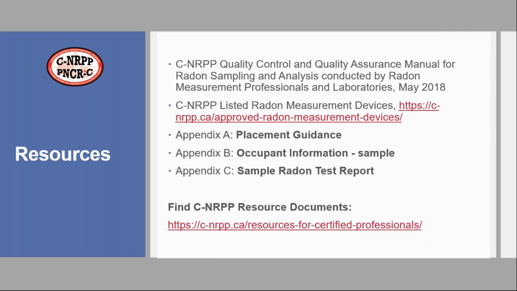We do have various documents, so on the bottom of this slide, you can find the website for the C-NRPP resource documents. The following documents are on that page: the Quality Control and Assurance Manual for Radon Sampling and Analysis conducted by radon measurement professionals and laboratories. The C-NRPP list of radon measurement devices is also found on the C-NRPP website, and then also the 3 appendices that are included in this document can also be found on the website in a Word document so that they're easy for you to use and resources for your business.